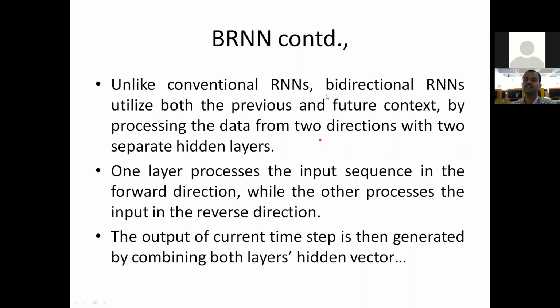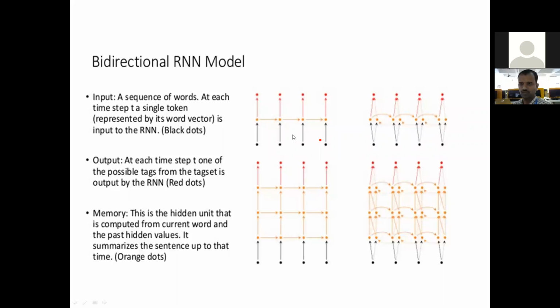Unlike conventional recurrent neural networks, bidirectional RNNs utilize both previous and future context, as I told you earlier. This is a repetition of what I explained earlier. This slide will show you what exactly the input, output, and memory are in a bidirectional RNN.